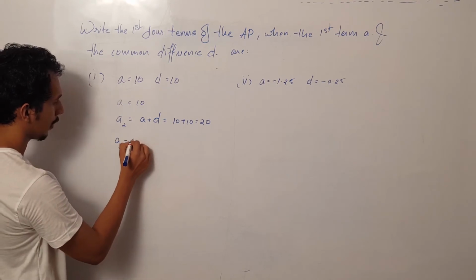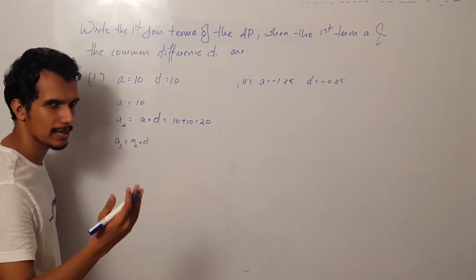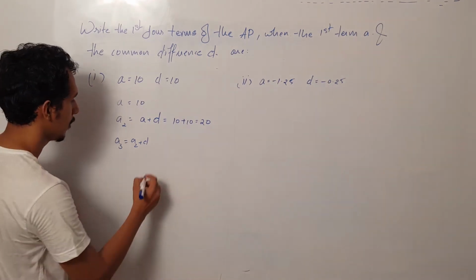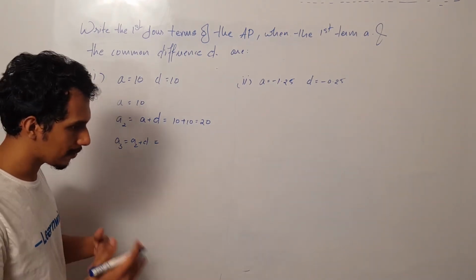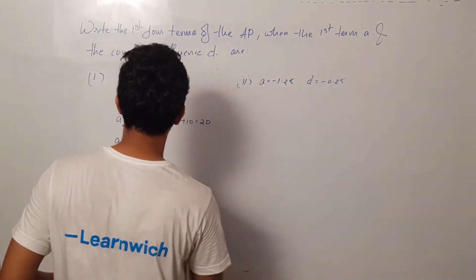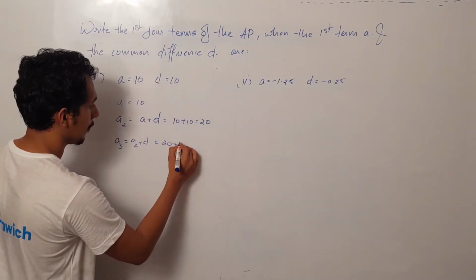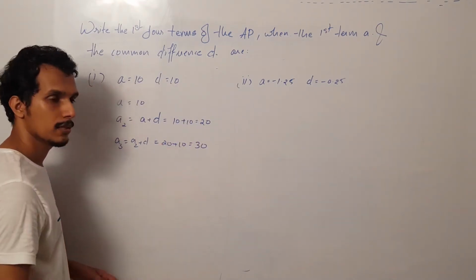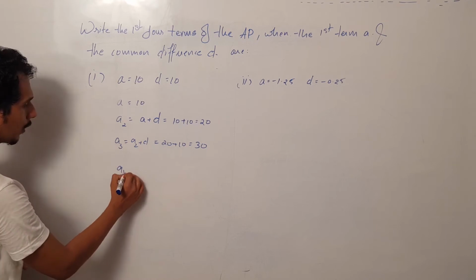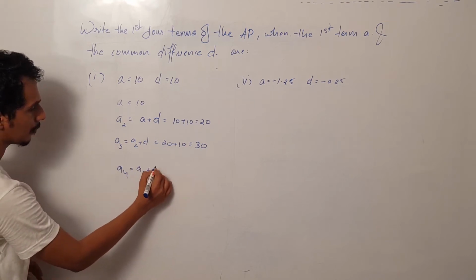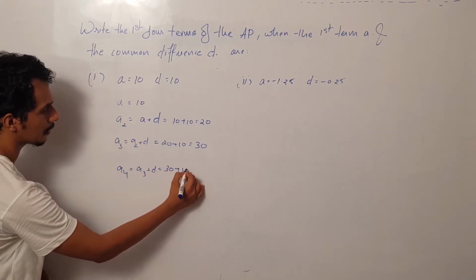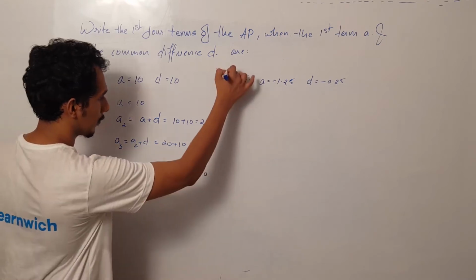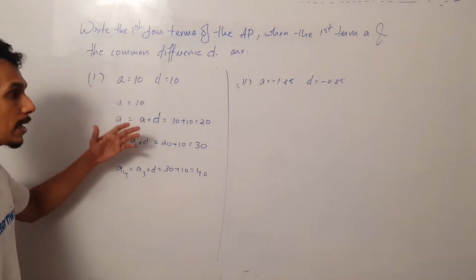Third term is a2 plus d. So we are not applying the formula here for such small problems. It is just to get you into the track of finding an AP. So the next is 20 plus 10, 30. So the next term a4 will be a3 plus d, that is 30 plus 10 is 40. As simple as that.